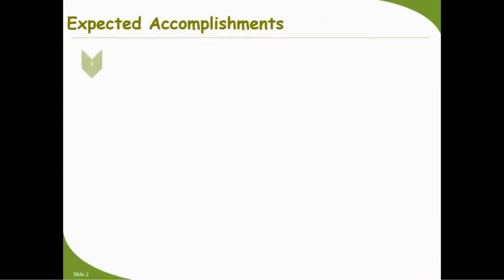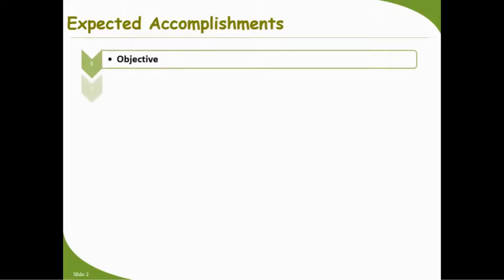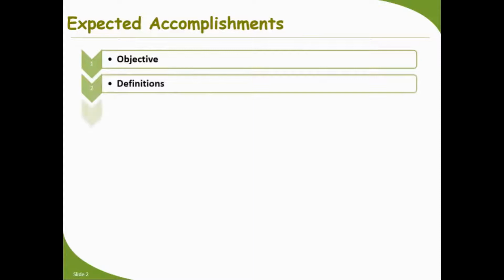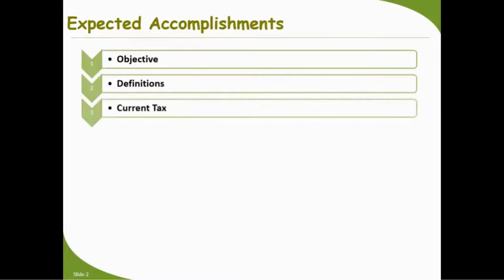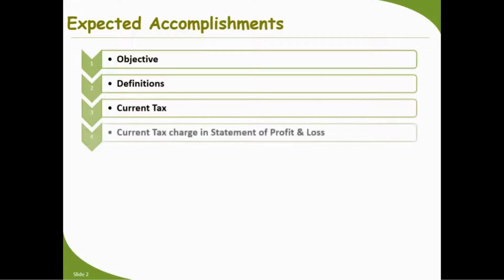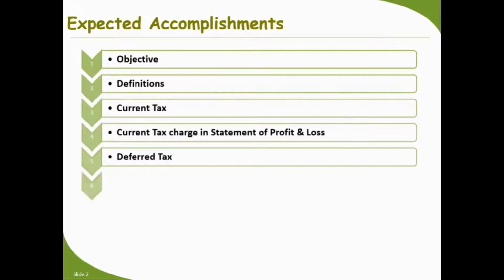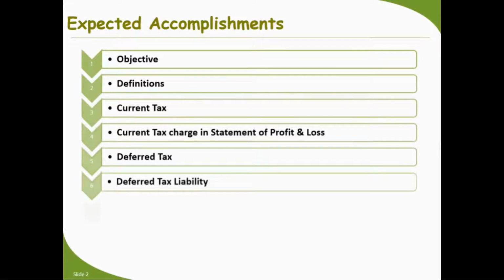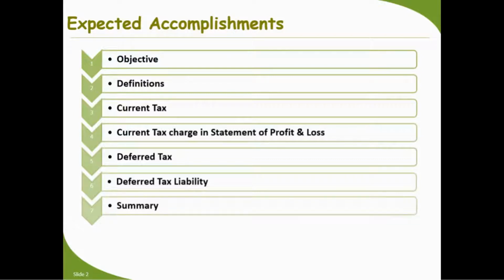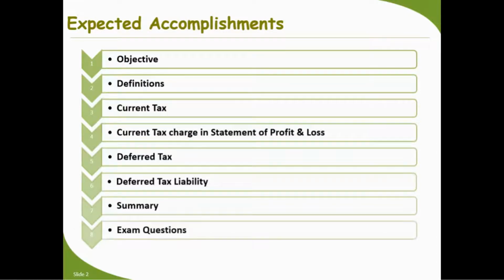What are the expected accomplishments of today's session? We will talk about the objective of the standard. Then we will talk about important definitions. Then we'll talk about what is current tax and how current tax will be presented in the statement of profit and loss. Then we will talk about deferred tax, then deferred tax liabilities, and then the summary. This is important: how the examiner is going to test this standard in paper financial reporting. And finally, we will talk about some past exam questions. So let's start the discussion.